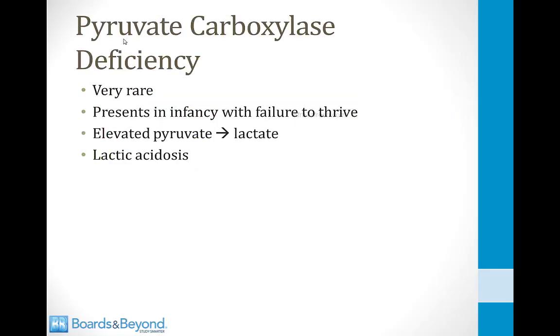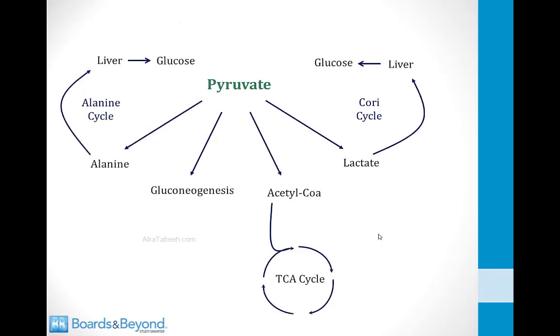Very rarely children are born with a deficiency of the enzyme pyruvate carboxylase, and they will present with failure to thrive, and they will have high levels of pyruvate and also high levels of lactate and a lactic acidosis. If we go back to our overview slide of pyruvate, when levels of ATP get high, the tricarboxylic acid cycle backs up, so pyruvate cannot be metabolized this way.